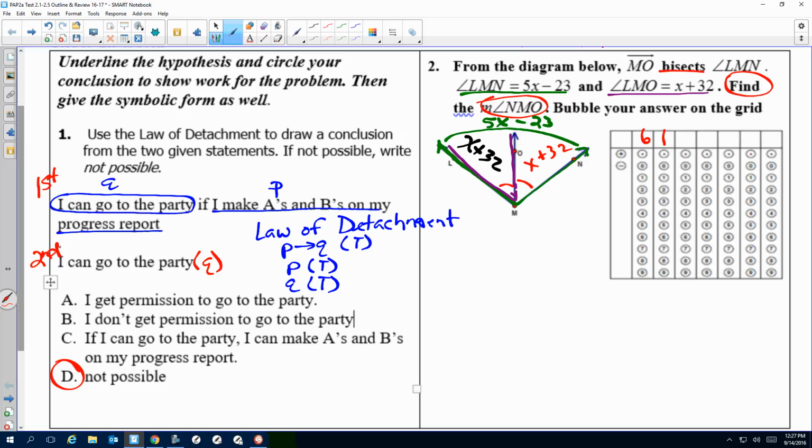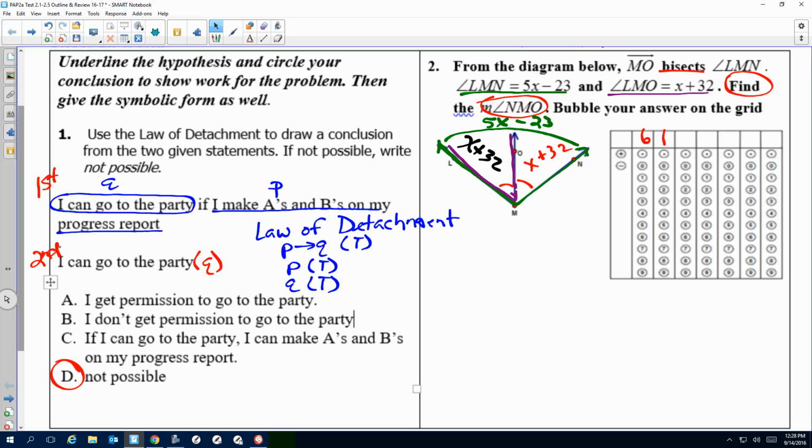So there's more than one way to bubble in your answer choices. Does anyone have questions on how to get 61?